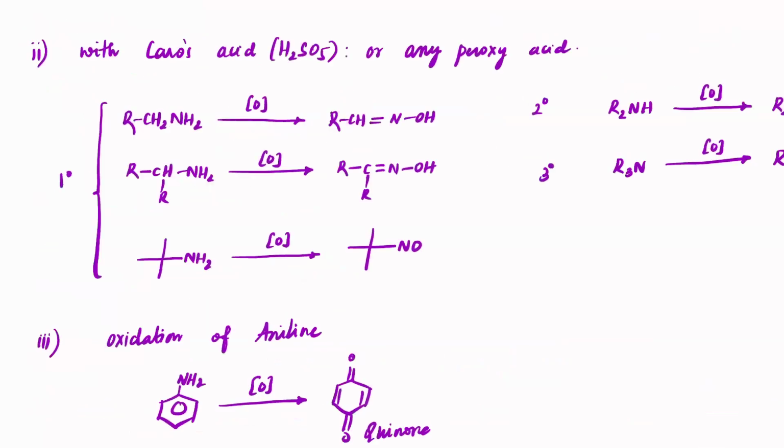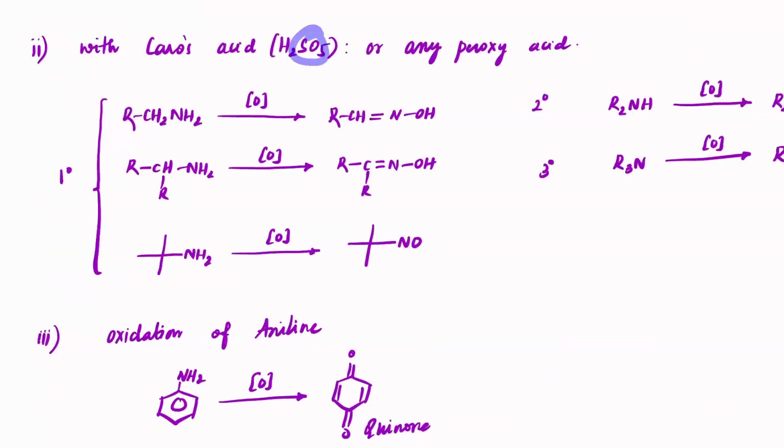Next, if you have any peroxy acid, in this case I'm taking Caro's acid, H2SO5, a peroxy acid. If you take a 1 degree amine here, on oxidation you'll get an oxime, and a 2 degree amine with alpha hydrogen also gets into an oxime.